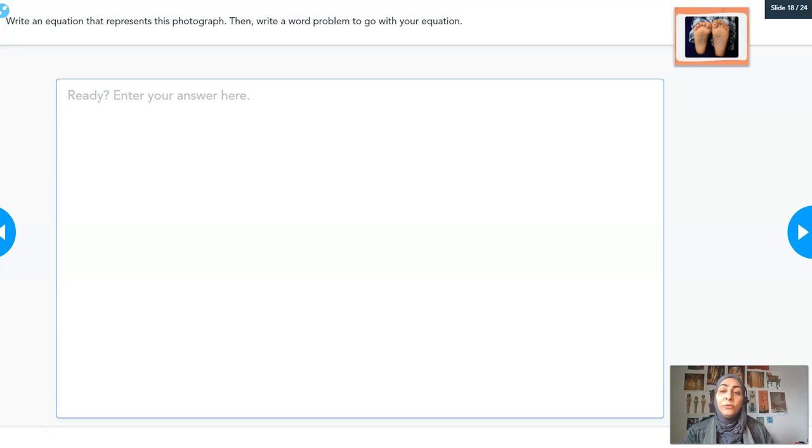Okay, you need to do 2 things. Write an equation that represents these photographs, then write a word problem to go with that equation. Submit your answers once you finish. You're going to see the submit down there once you finish. Don't forget the equation and the word problem that goes with the equation. And use your math words.